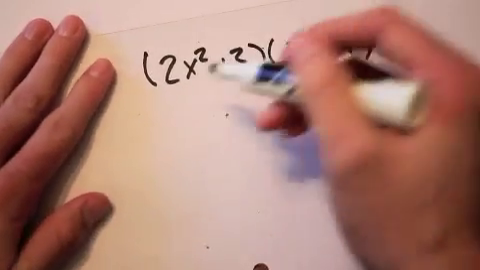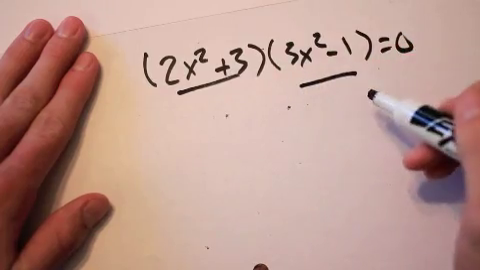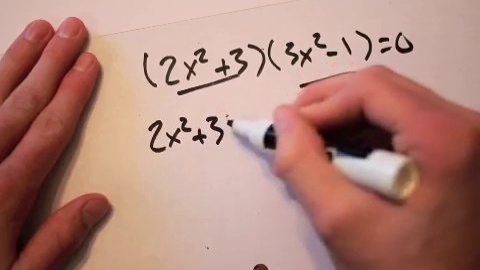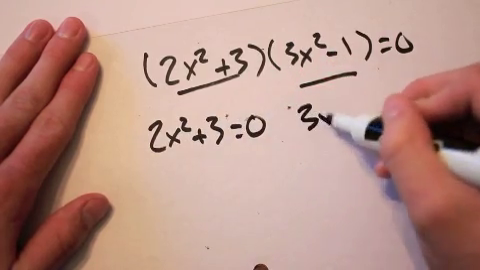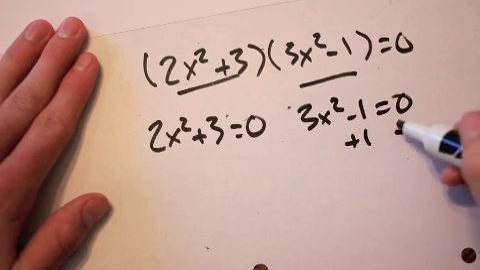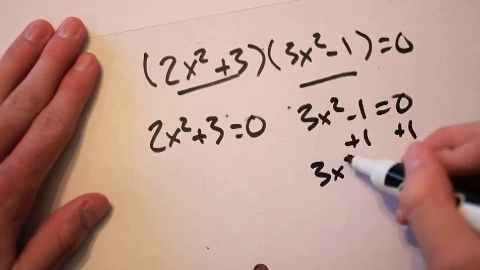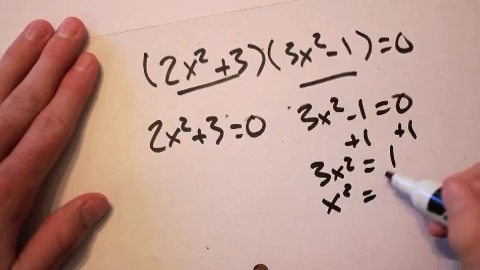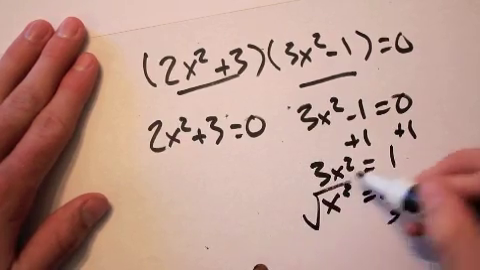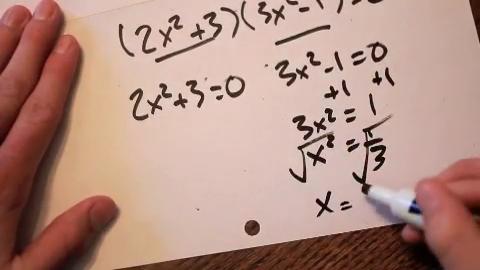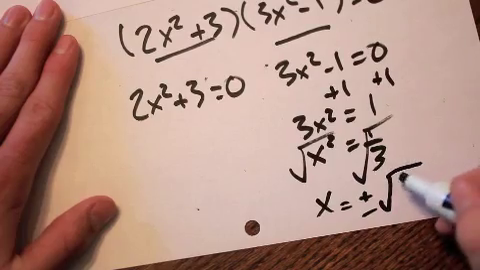Again, set each parenthesis equal to 0 and solve for x. Add 1, add 1. Divide by 3, and then square root both sides. Not forgetting your plus or minus.